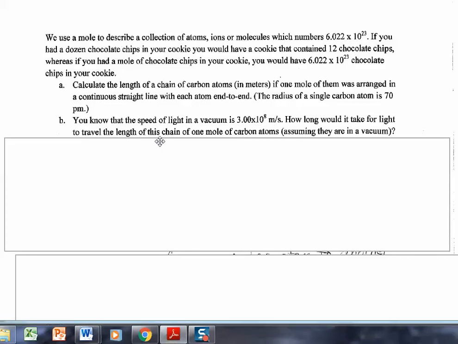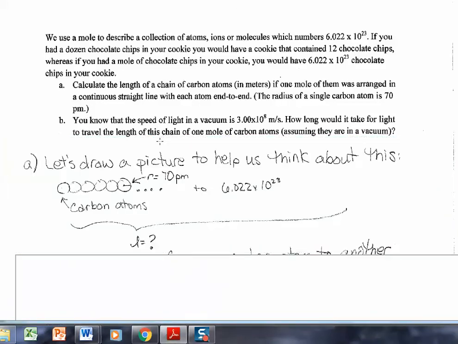So let's begin with the first part of the problem. I think it's helpful to draw a little picture to help us think about our carbon atoms lined up in a row. So I've drawn these circles to represent carbon atoms, and we imagine them continuing 6.022 times 10 to the 23rd of them, and we want to figure out what that length will be. We know that the radius, which is from the center of the atom to the edge, is 70 picometers.